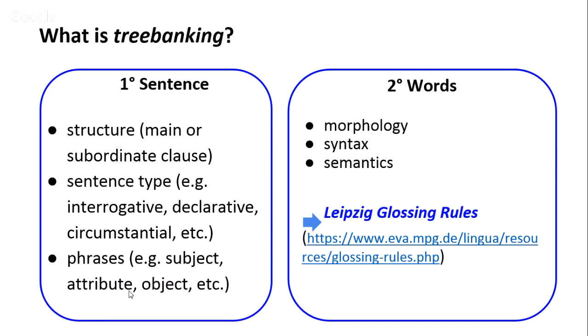First of all, tree banking is a digital tool for annotating text syntactically. In the end, the sentence is visualized in a tree structure to illustrate a relationship or dependency between all the sentence elements. On the first level, see the left box on the slide, the sentence will be analyzed. Is it a main or a subordinate clause? Which type of sentence underlies? What functions do the single sentence elements perform?